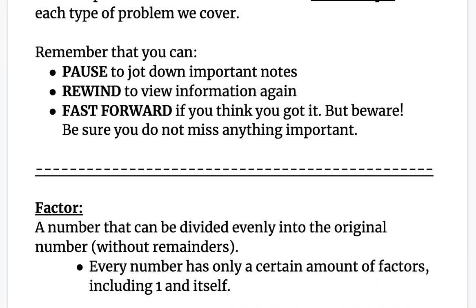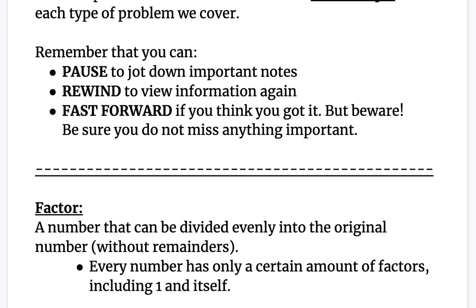A factor is something that we mentioned a little bit of last time. It's a number that can be divided evenly into the original number without remainders. So in the problem 3 times 4 equals 12, 3 and 4 are the factors because they are numbers that can be multiplied together to produce a number at the end. They can be divided evenly into the original number.